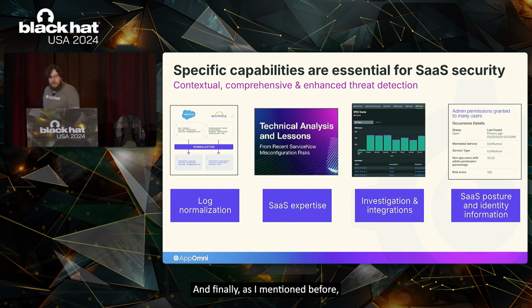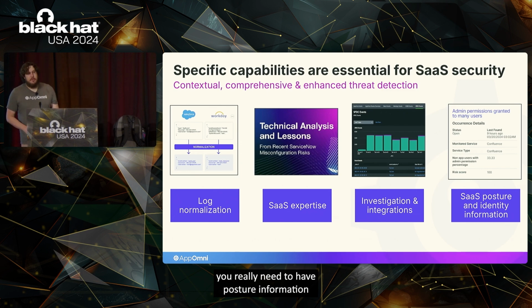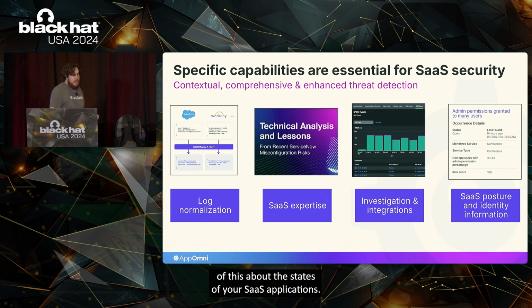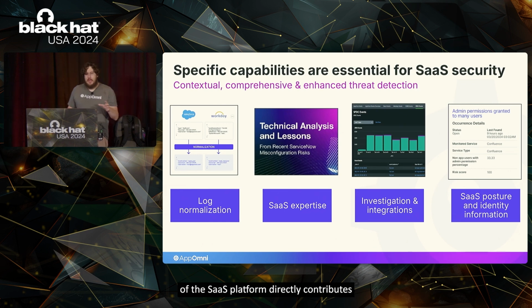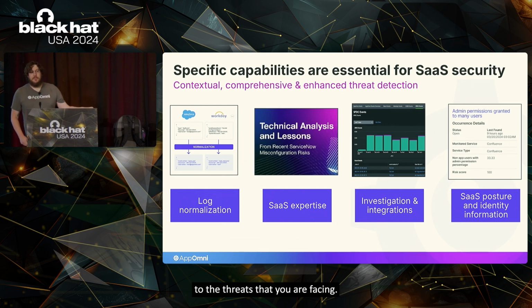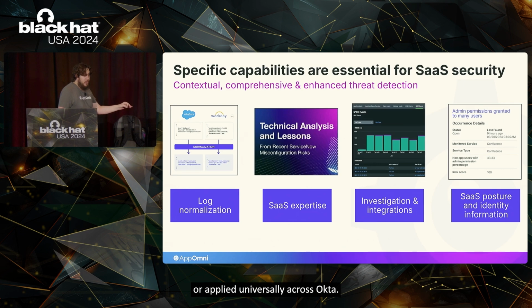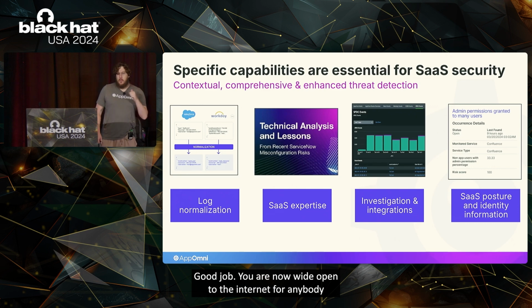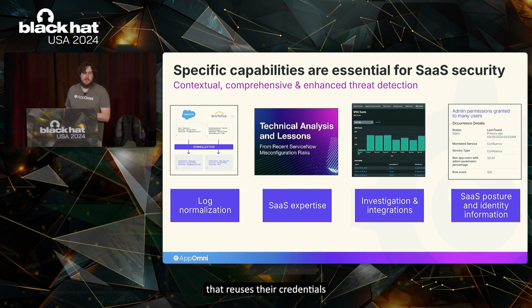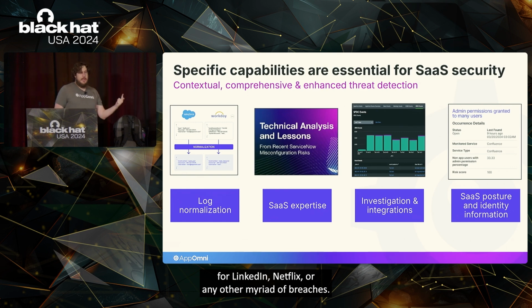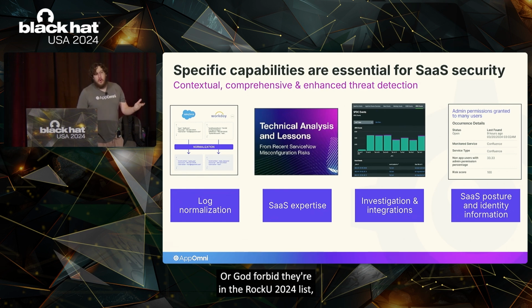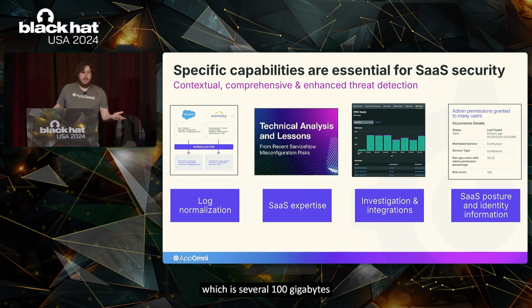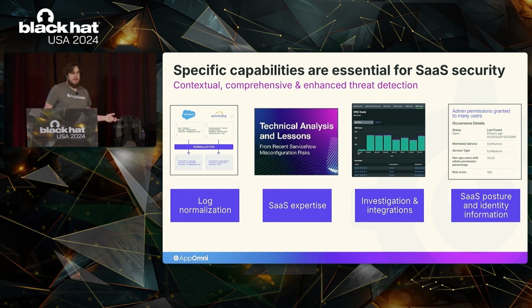And finally, as I mentioned before, you really need to have posture information about the states of your SaaS applications. Because in many cases, the actual state of the SaaS platform directly contributes to the threats that you are facing. You don't have MFA enabled or applied universally across Okta. Good job. You are now wide open to the internet for anybody with a credential that reuses their credentials for LinkedIn, Netflix, or any other myriad of breaches. Or, God forbid, they're in the ROC-U 2024 list, which is several hundred gigabytes of just credential information.